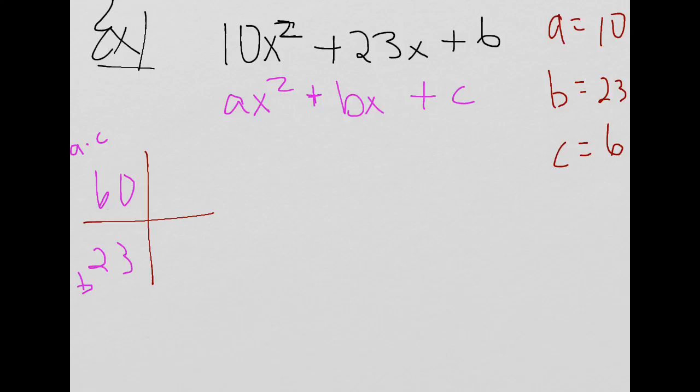So now I have to ask myself this question: what two numbers can I multiply together to give me positive 60 and add together to give me positive 23? That's my next step. This is the only part where you may have to guess and check if you're not super familiar with the factors of 60. 20 times 3 multiplies to give me 60. Then 20 plus 3 is 23. It has to meet both of those qualifications. It can't just meet one or the other.